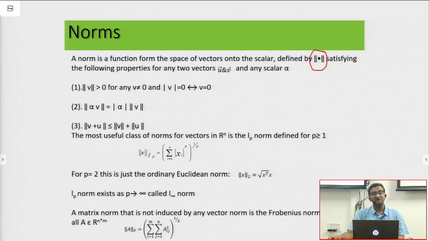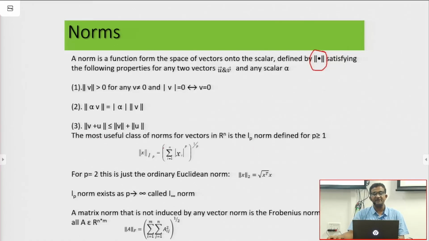One is that the norm of v should be greater than or equal to 0. Any multiplication of a scalar with the vector should be operated by simple multiplication into the norm. And it also follows the triangle inequality. That means the sum of two sides of a triangle should be greater than or equal to the third one, like that. So the norm of u plus v is less than or equal to the norm of u plus the norm of v, where u and v are the two vectors.